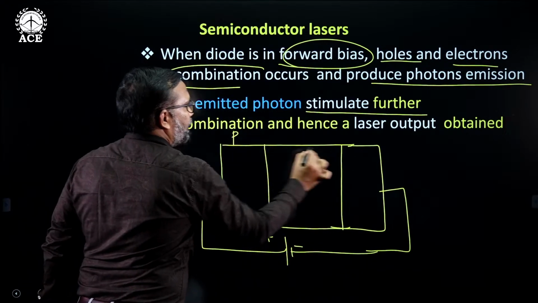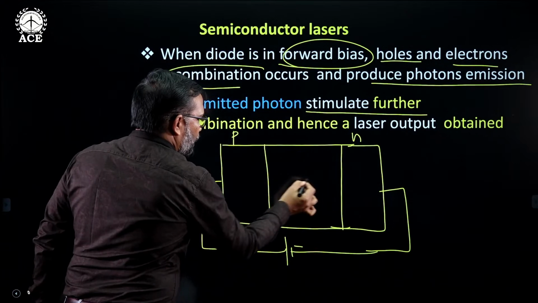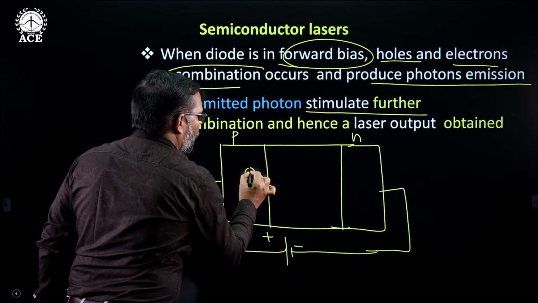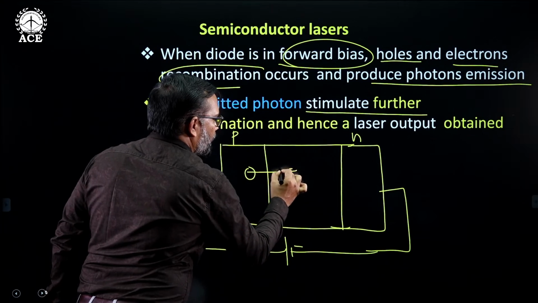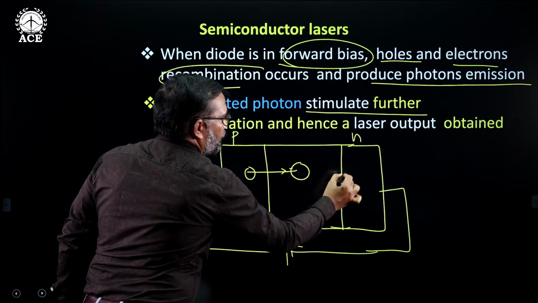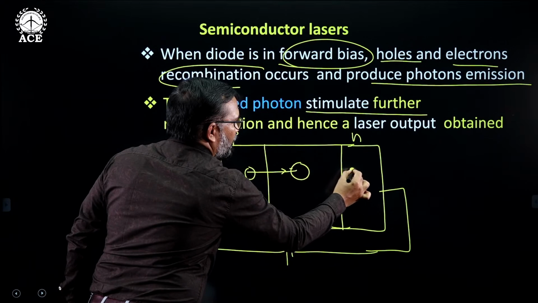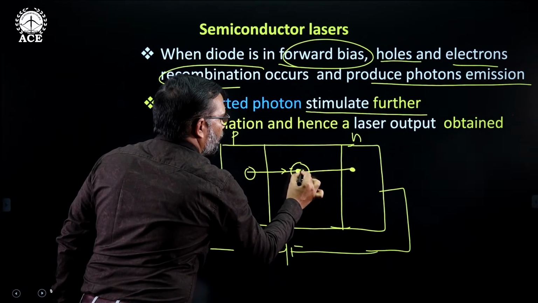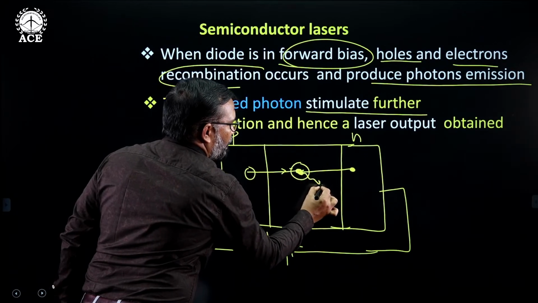This is P type, it is N type. So it is a depletion layer, forward bias. This hole moves towards the junction and it comes here. This is the electron which comes towards the junction. So this is the recombination. What happened? Recombination. What are you getting?